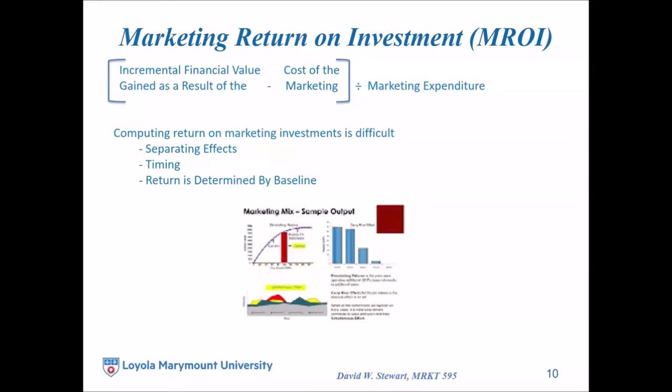If I have no sales, I probably get an effect from advertising with the first dollar I spend. If I'm already selling millions of units and spending a lot of money on advertising, probably the next dollar of advertising isn't going to have much effect. So I really need to understand where I am in the marketplace relative to the baseline.